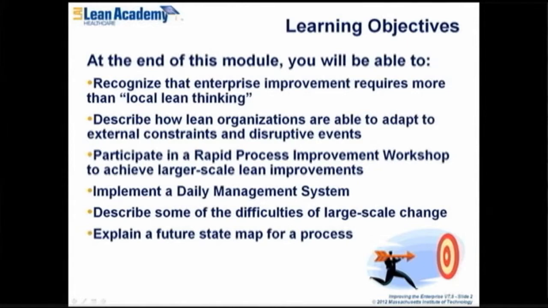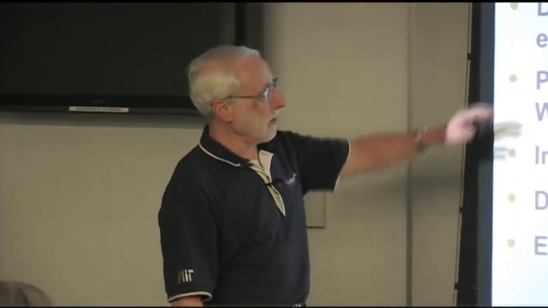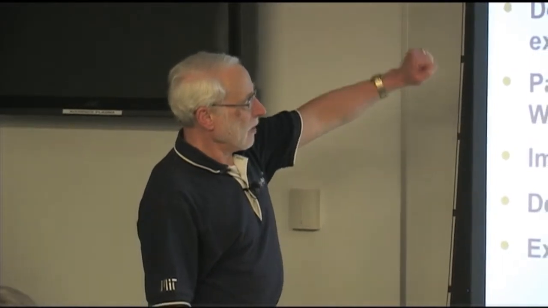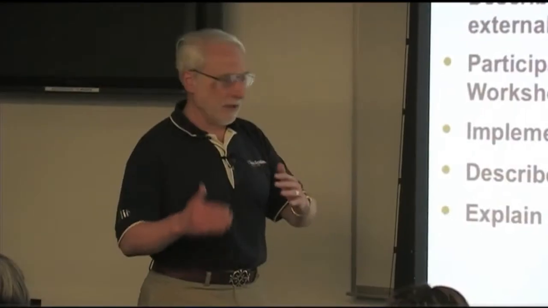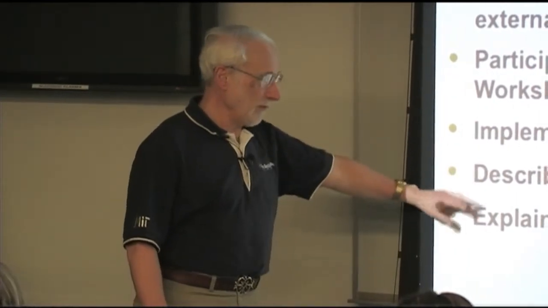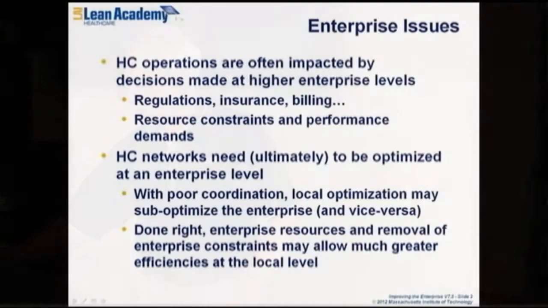But if you want to improve the whole enterprise, you can't just do it locally. You'll end up sub-optimizing the enterprise. You may optimize yourself locally, but you'll sub-optimize the enterprise. So we want to work through how organizations can adapt to external constraints and implement lean. The mode we're going to use is something called a rapid process improvement workshop, which is one way to implement lean across a wider group than what you have here. We're going to look at including a daily management system, which is a bit of an add-on. Then we're going to see we have some trouble doing that, and we'll discuss it.